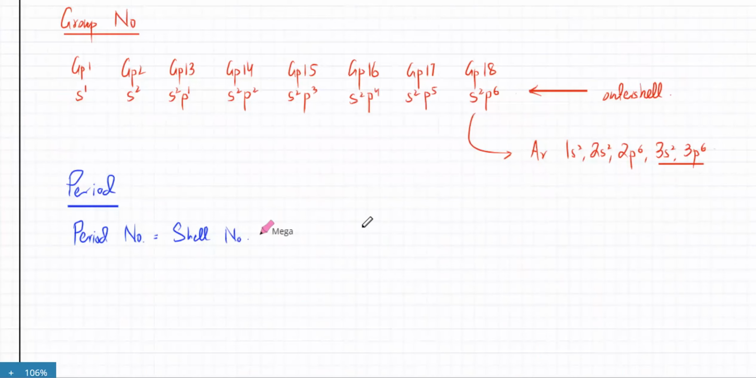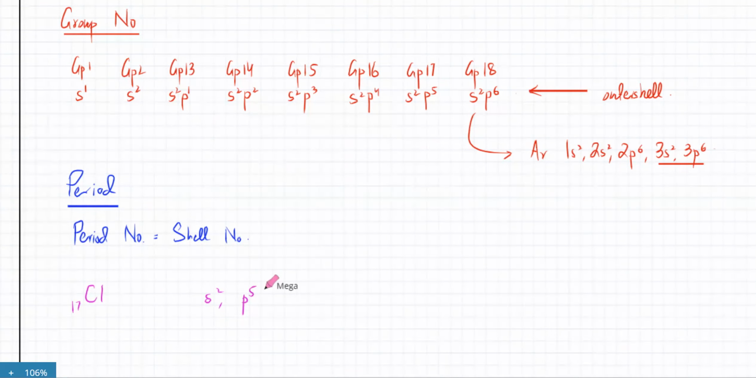Is this clear? Yes. So let's try this for chlorine. What is chlorine's electronic configuration without using the Aufbau principle? Chlorine is s2p5, so that's fine. It's s2 and p5.